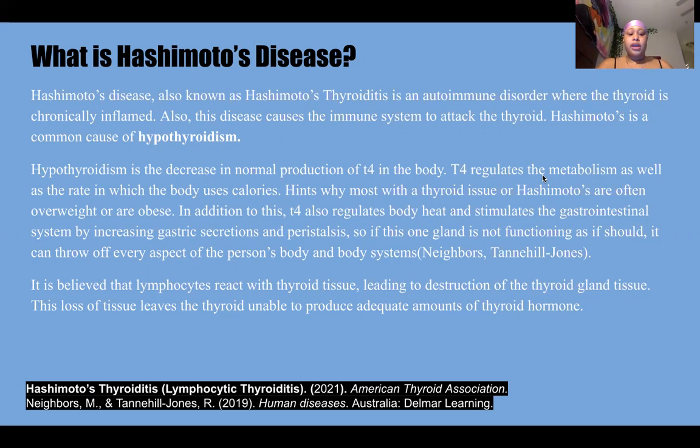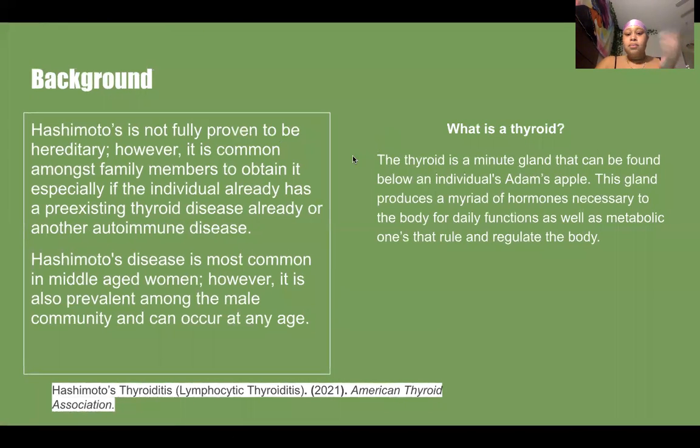It is believed that lymphocytes react with thyroid tissue, leading to destruction of the thyroid gland tissue. Because of this, the loss of tissue leaves the thyroid unable to produce adequate amounts of thyroid hormones, and it can't protect itself. A little background: your thyroid is a minute gland in the front of your neck, found under the Adam's apple. This gland produces a lot of the hormones we need for daily functions that require a lot more internal effort than we know.